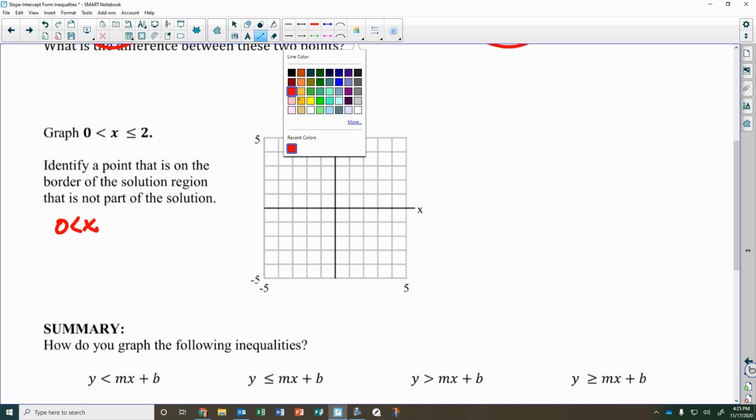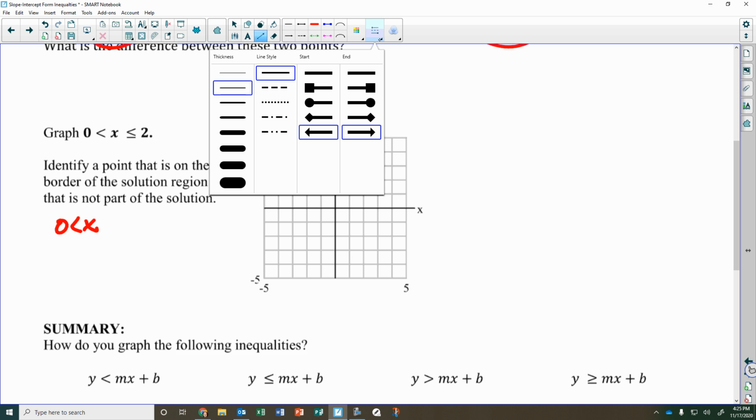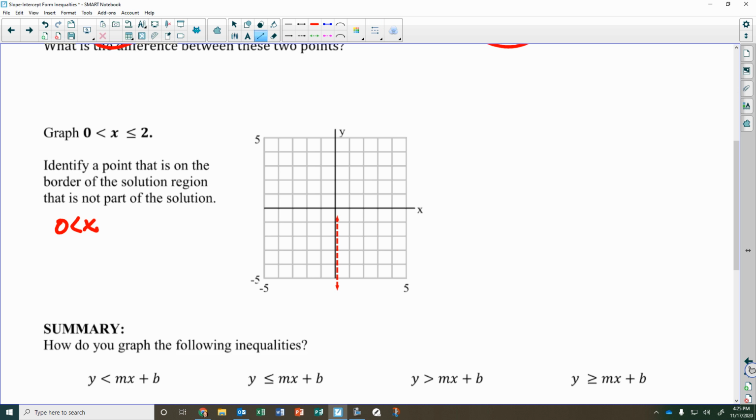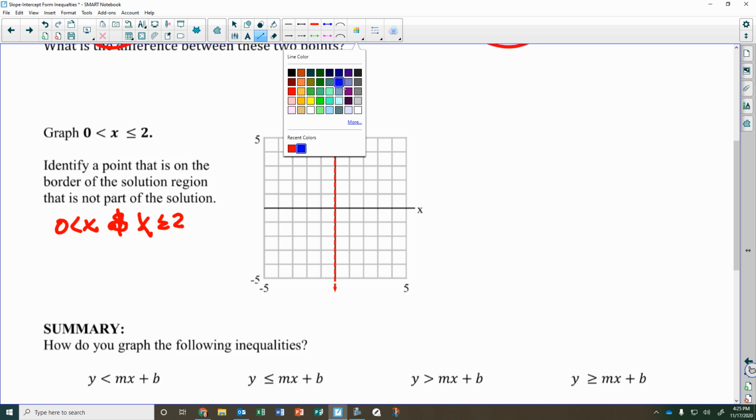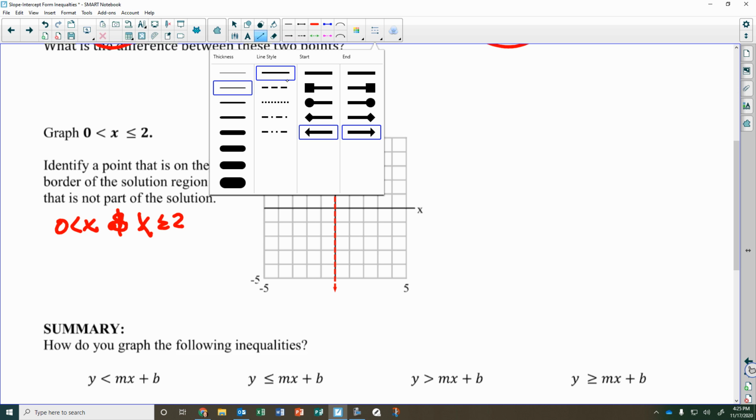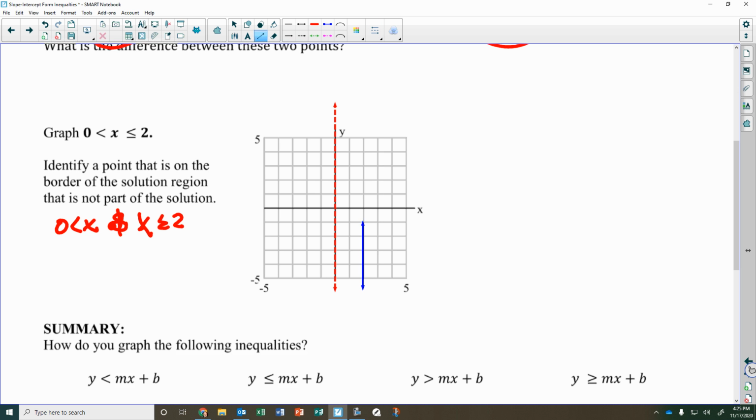And we're going to make it red, dashed. And we're going to go right up here, and I'm going to drag it right over the y-axis. There we go. So that was our first part. And then we've got our second part, x is less than or equal to 2. Now, this is going to be a solid line. We'll make it blue, and that's going up to 2, which is right here. Okay, there we go.